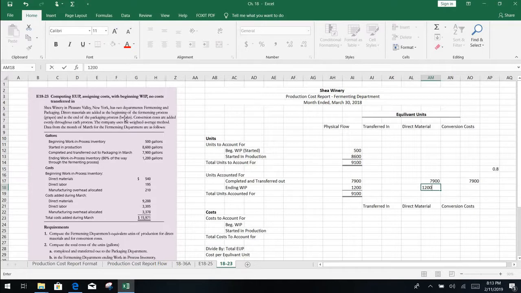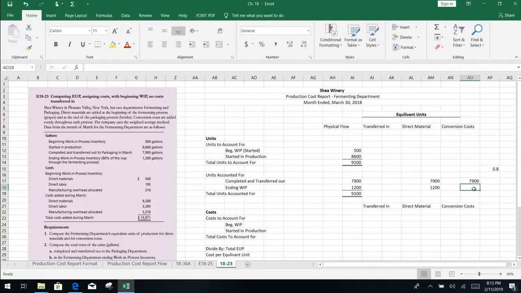If they would have said in this problem the direct materials are added at the end, and we see that they're only 80% finished. Let me find that. They're 80% finished here. Well, if they're added at the end and they're only 80% finished, then we would have to put a 0 in direct materials in that case. So since our problem says direct materials are added at the beginning, we're going to put all of the direct material into the work in process.